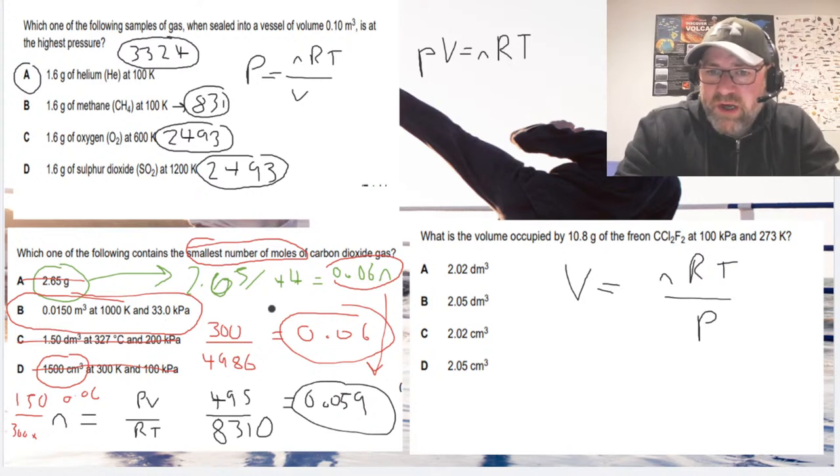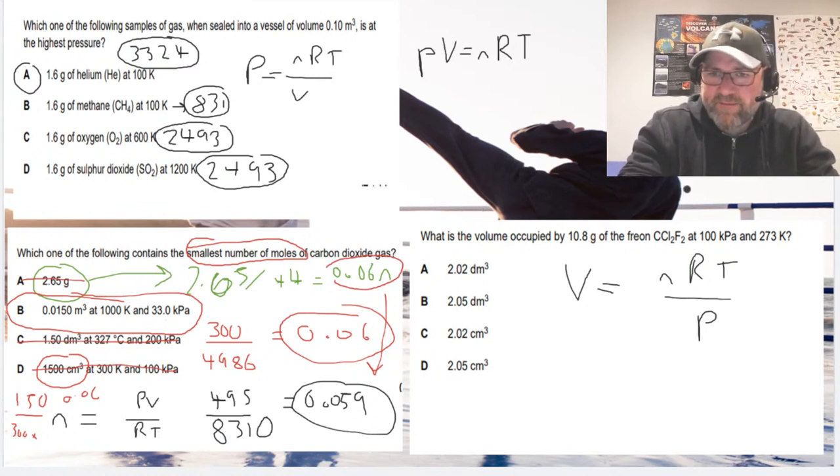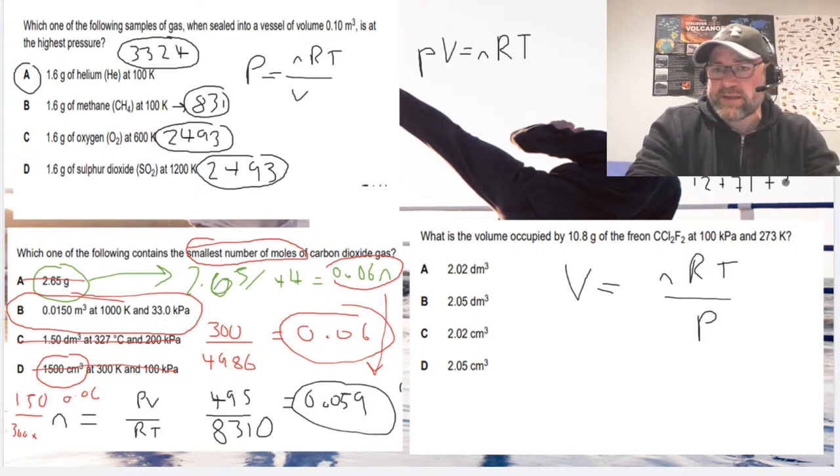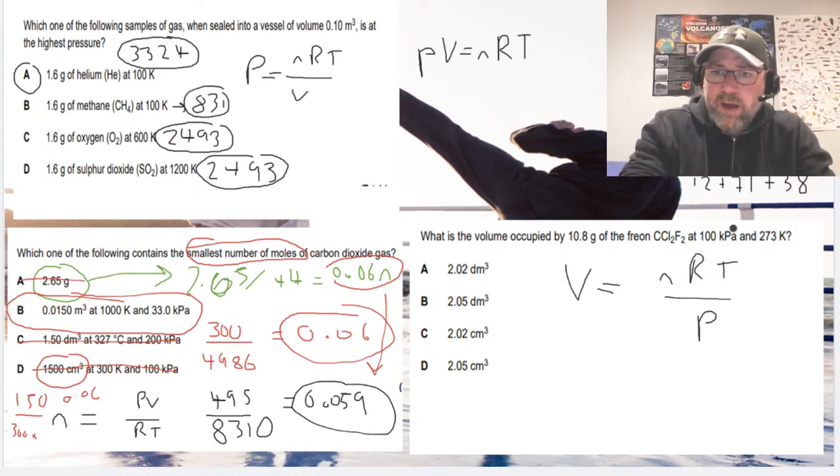Oh my gosh, are they not giving me the MR of Freon? Got to work out the MR of Freon. That's pretty painful, so I'm just going to go closest here. So 71 for the chlorine, just being rough. Two chlorines are 71. Two 19s for the fluorine are 38. So let's work out the MR: 12 plus 71 plus 38. So our MR of Freon is 121.